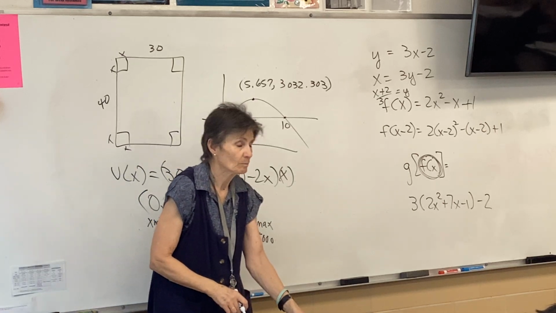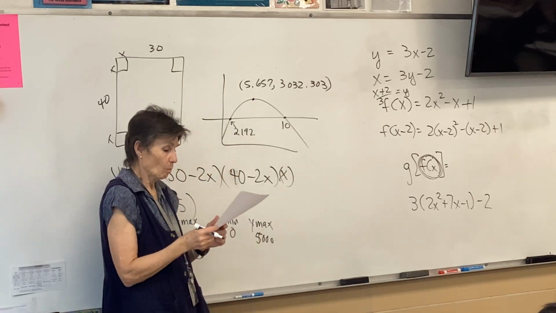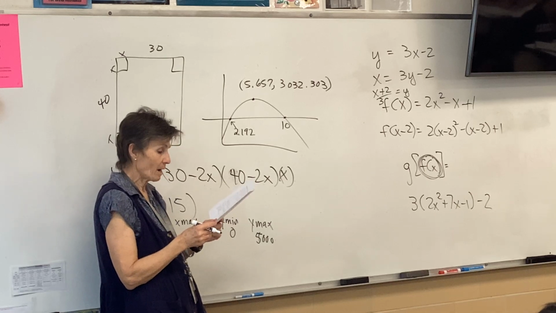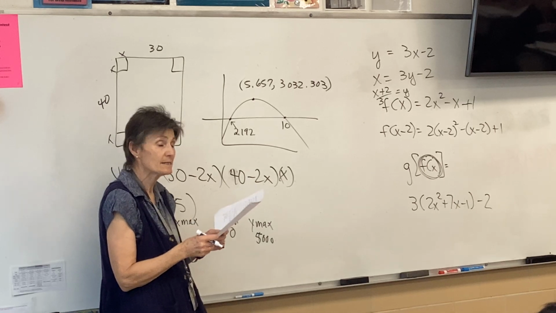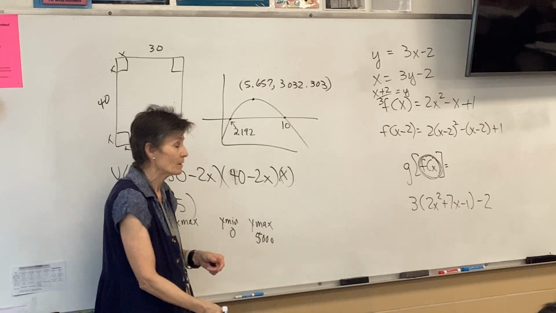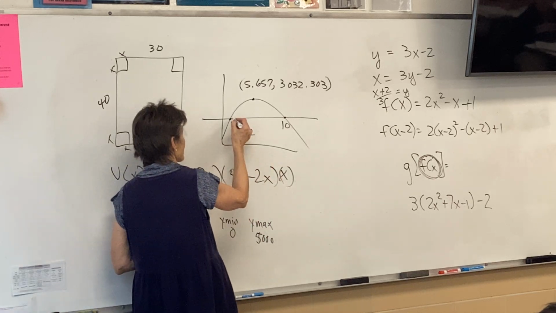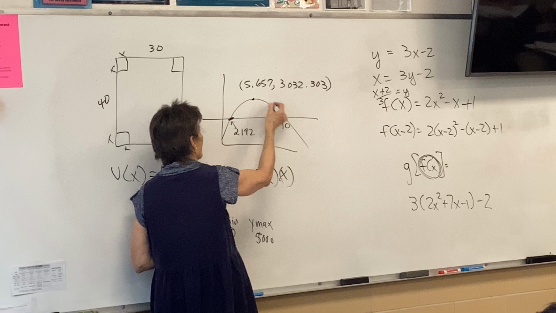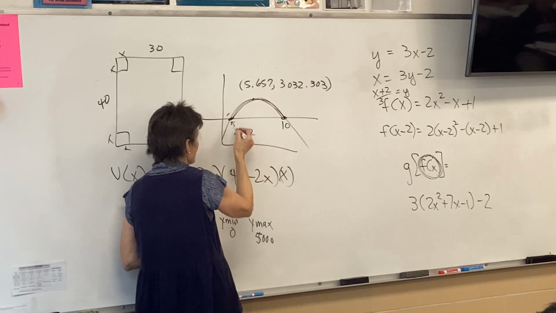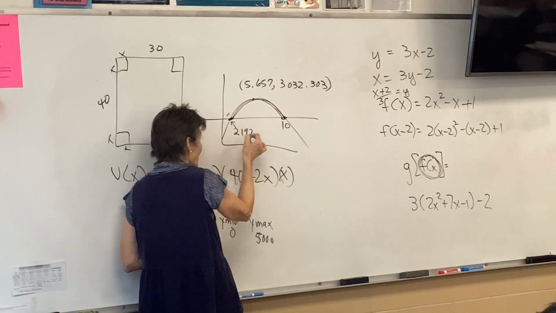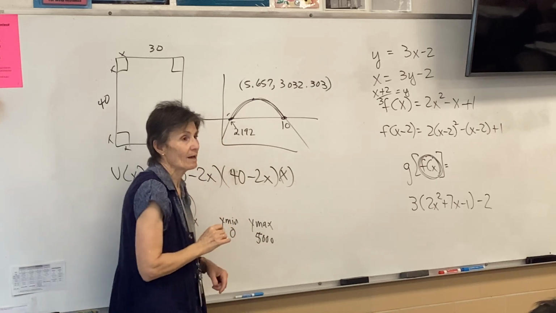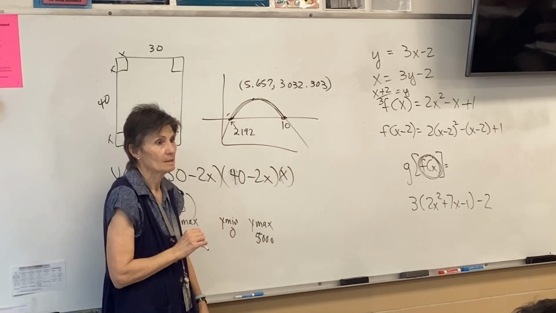Oh, I'm not done with this one yet. What size would the corners be to have a box with a volume of at least 2,000? Well, at least 2,000 means 2,000 or bigger. So anything between that number and that number would have a volume more than 2,000.